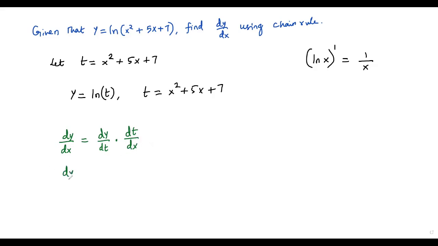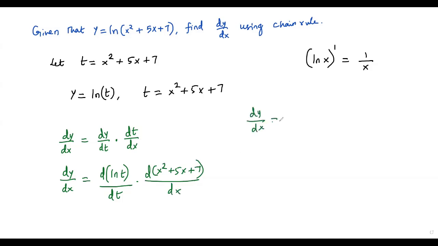Now let's write dy/dx equals d over dt of ln t, times d over dx of the expression for t. So we can plug in ln of t for y, and for this t, we can plug in x² + 5x + 7. Now let's find the derivative. We already know that the derivative of ln x with respect to x is just 1 over x. Then what is the derivative of ln t with respect to t? It's very simple, it's just 1 over t.